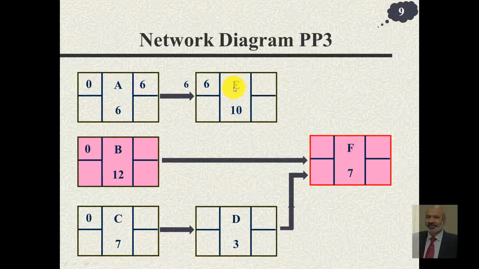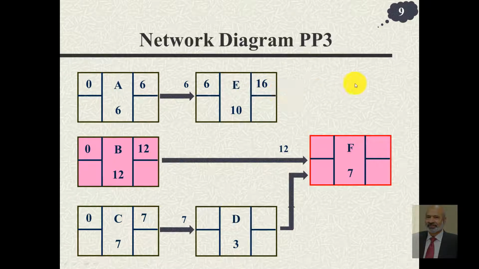Now that becomes the earliest start time of activity E. Likewise, starting from 0, taking 12 days for completion, activity B gets completed at 12, and this 12 can be used as the earliest start time of F, but since there is another arrow, we cannot write it here for now. For activity C, the earliest finish time is 7, and 7 comes here on the head of the arrow. Now 6 plus 10 is 16. This becomes the earliest finish time of activity E.